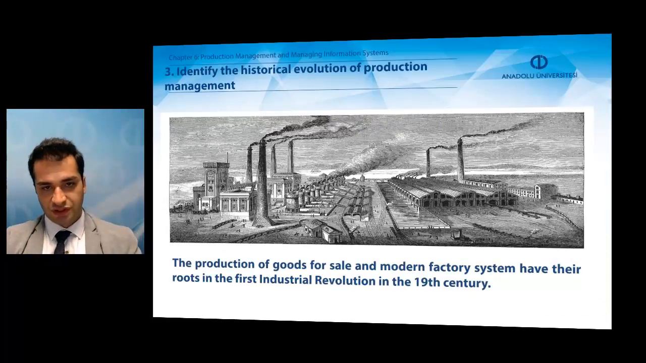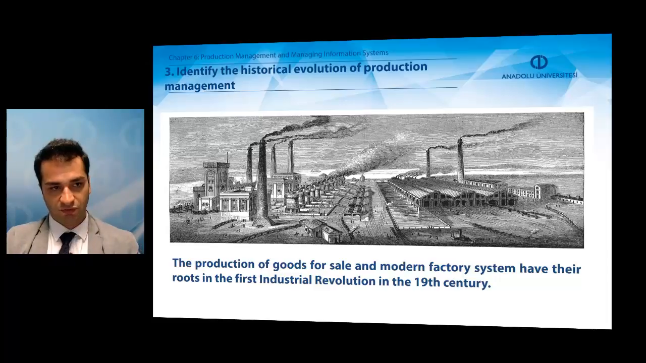In the third stage, we will talk about the evolution of production management. So in the modern sense, production management, or the production of goods for sale, and the modern factory have their roots in the first industrial revolution in the 19th century.